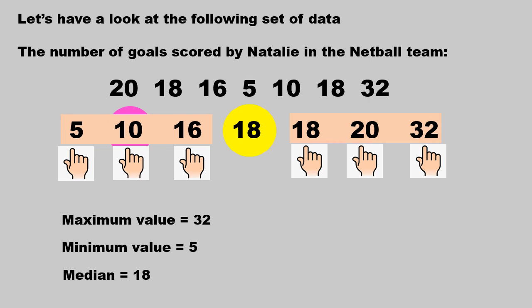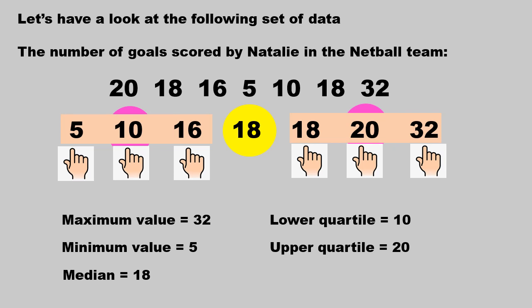Now, what you're going to do is find the median of the lower part and the median, remember, the one in the middle, of the upper part. And the median of the lower part, which you could see already jumped up to 10, we call the lower quartile, or we can refer to it as the first quartile. Okay, so the lower quartile would be 10. The upper quartile, as you can see, the middle of the upper part would be 20. So the upper quartile is 20.